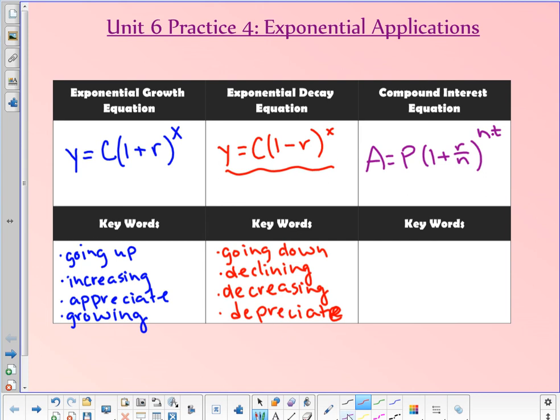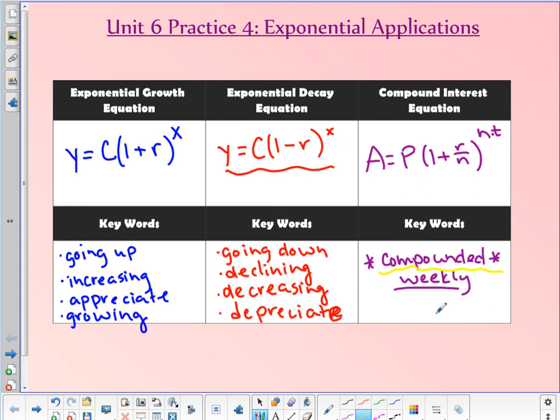And then when you see compound interest, you better see the word compounded. That's almost the easiest one to figure out. You have to see the word compounded if you're going to use compound interest. It's going to say compounded and then have a piece of time after it, like weekly or daily or monthly or whatever. You have to see that word compounded if you're going to use the compound interest formula.